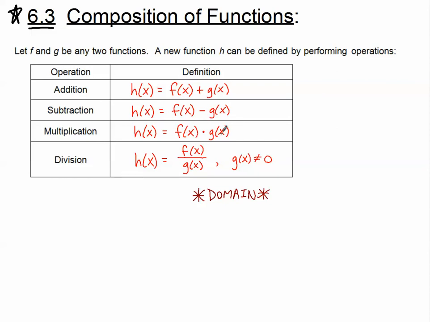If we're just multiplying functions or adding or subtracting and there's no denominators involved, then our domain will be all real numbers. But if there is a denominator, we have to watch out. We might have to restrict a few numbers from our domain. So let's look at composition and then talk about domain.